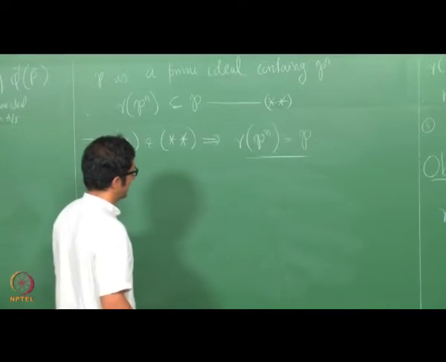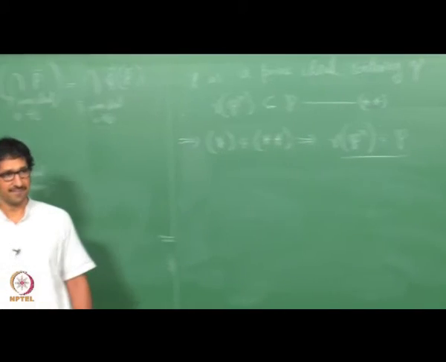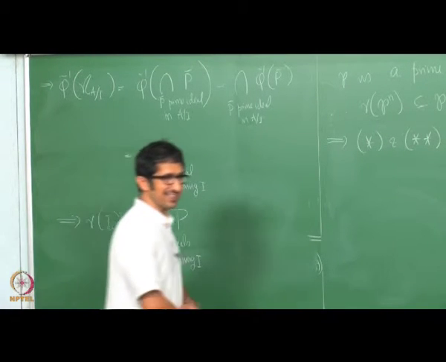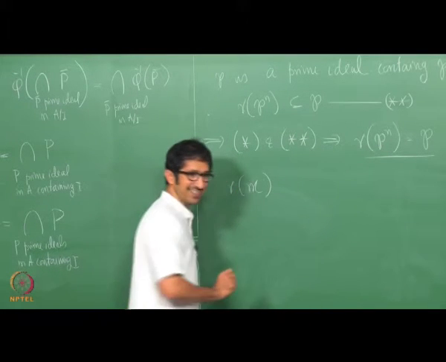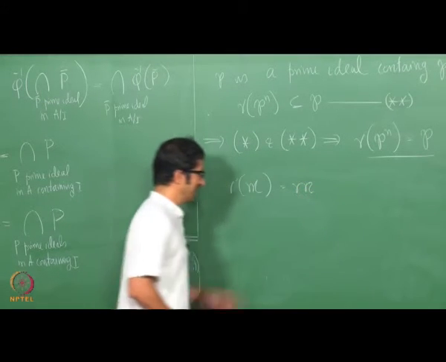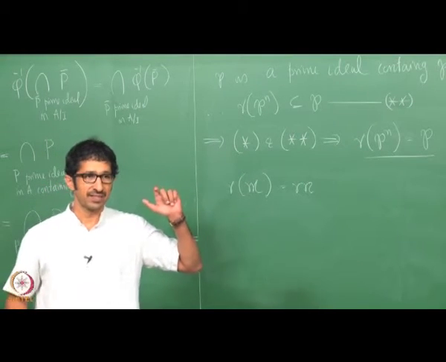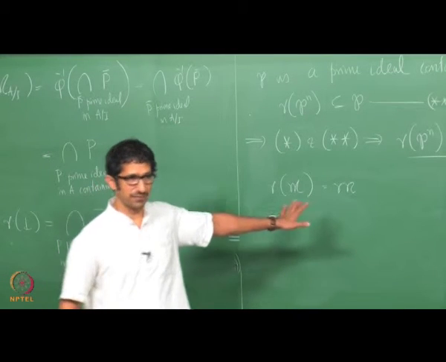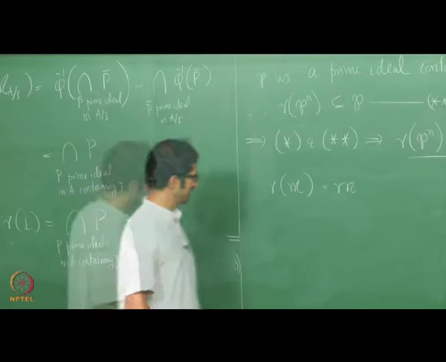Yes, radical of... what do you want to ask? What would be the radical of a maximal ideal, by the way? It has to be this itself, right? Because it will contain M, and we have proved that it is the whole ring if and only if this is the whole ring. So therefore, this has to be M itself.